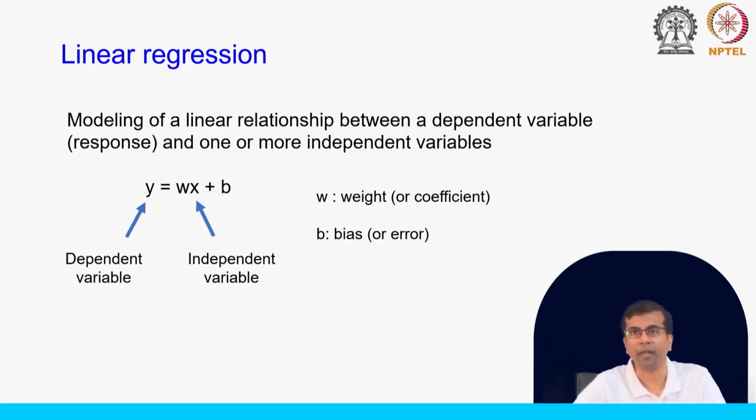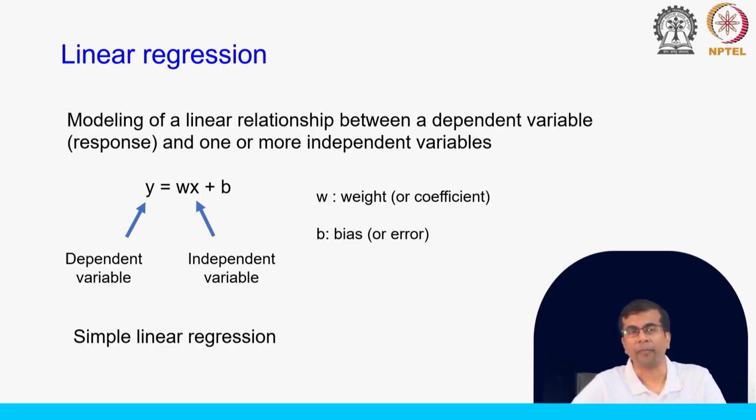I have written the coefficient as w, that is the weight, and instead of c I have written b, which we call the bias or error. In this equation, y is the dependent or response variable, and we have one independent variable, which is x. This is the simplest form of linear regression, and we call this simple linear regression. This is something all of us have learned in school.